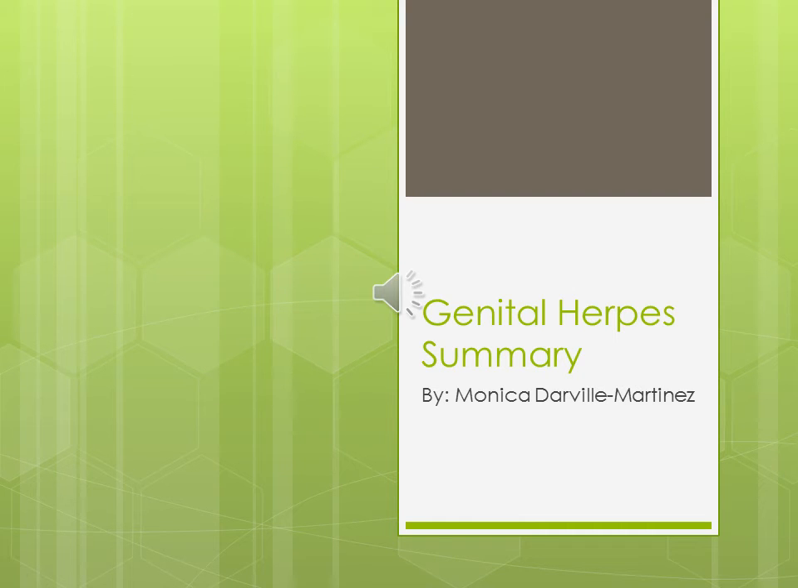We can see by the graph that the susceptible population is decreasing while the infected population is increasing. I made my corrections from the previous presentation on genital herpes. So then, the graph shows the susceptible population is decreasing while the infected population is increasing.